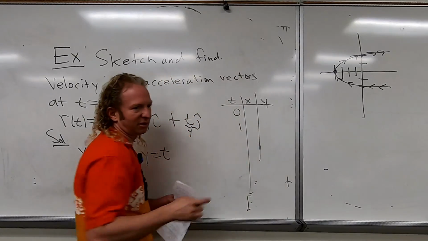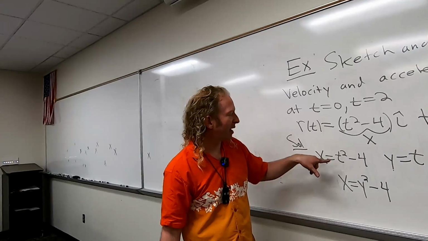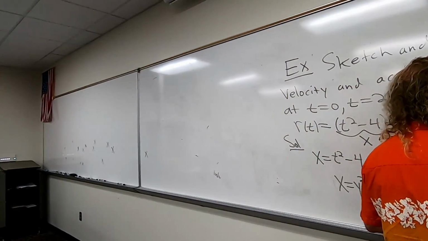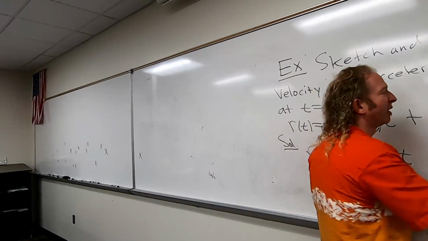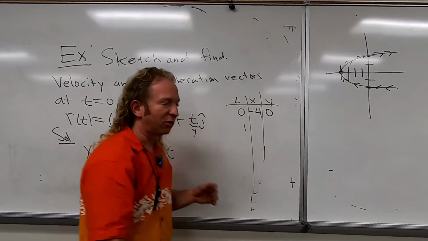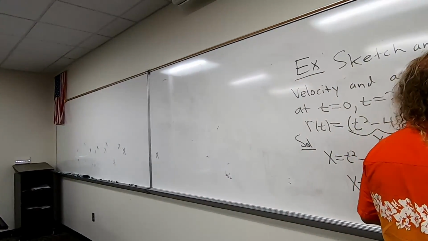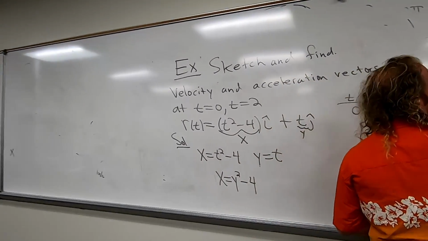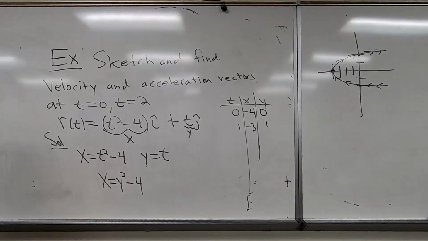So 0, 1. Let's see what happens. When t is 0, x is -4, right? And y is 0. So we're here. And then when t is 1, x is -3, and y is 1. So we're up here. It looks like it's going that way. It's -3, 1. That would be the next point. All right, the hard part coming up is the sketching.